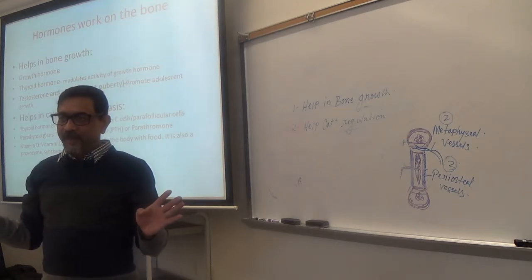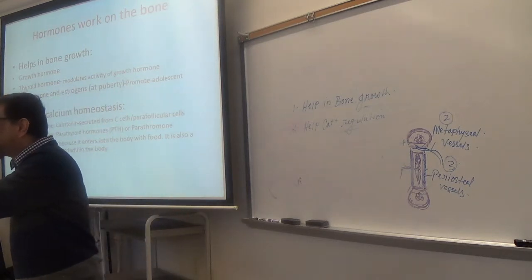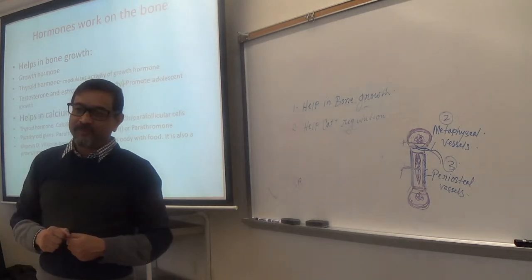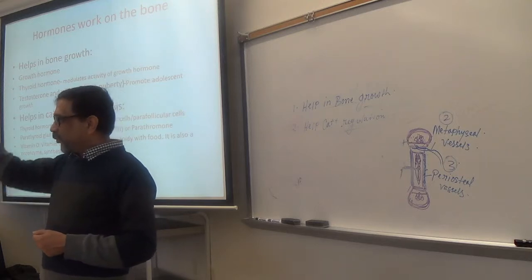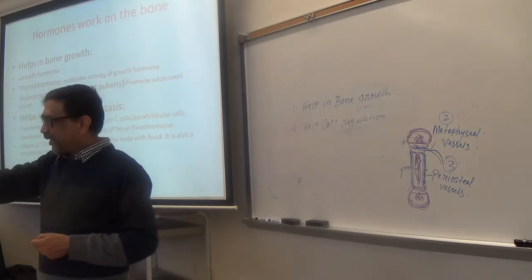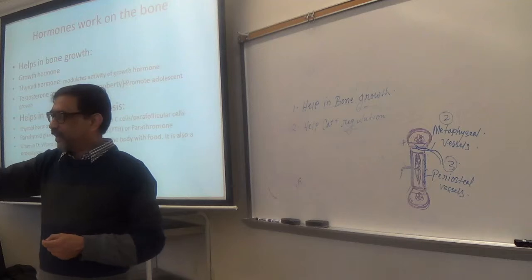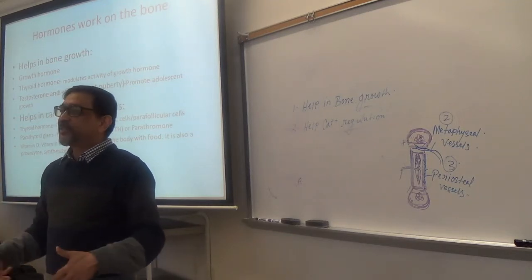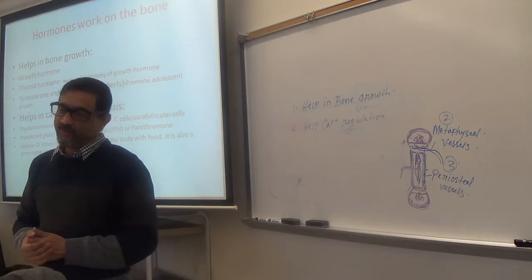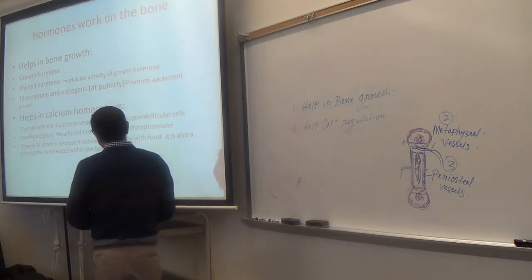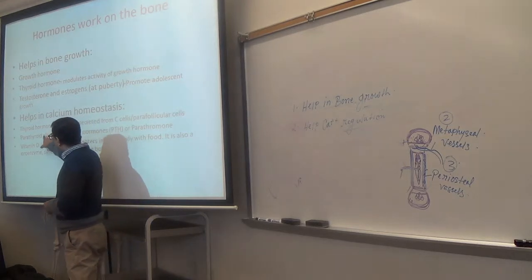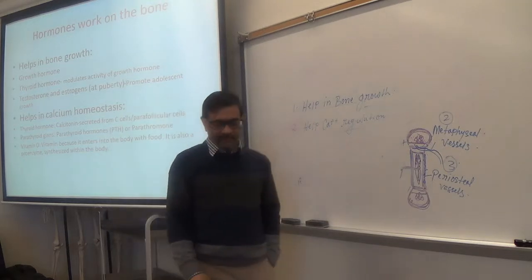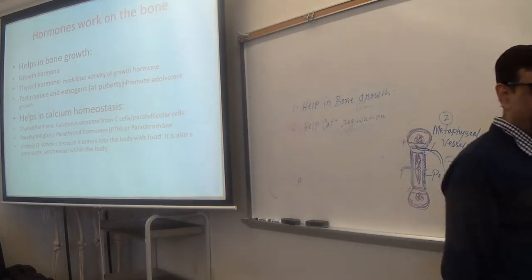Is it clear? Okay. Now somebody has to tell the osteoclast that you become active, right? That is the hormone. The hormone will tell the osteoclast that, you know, blood calcium is low, so now you break the matrix. So osteoclasts are activated by the hormones. So which hormones? Parathyroid hormone, PTH, secreted from the parathyroid gland.